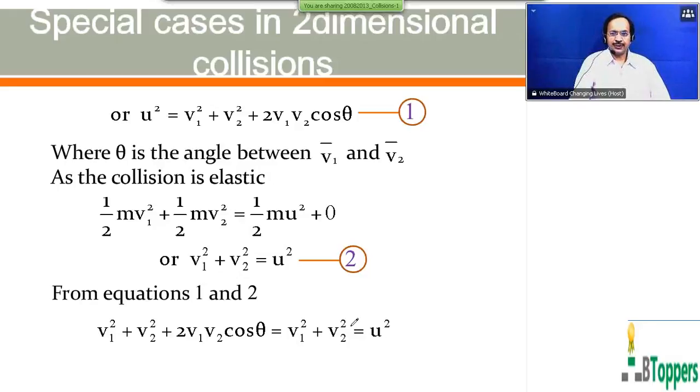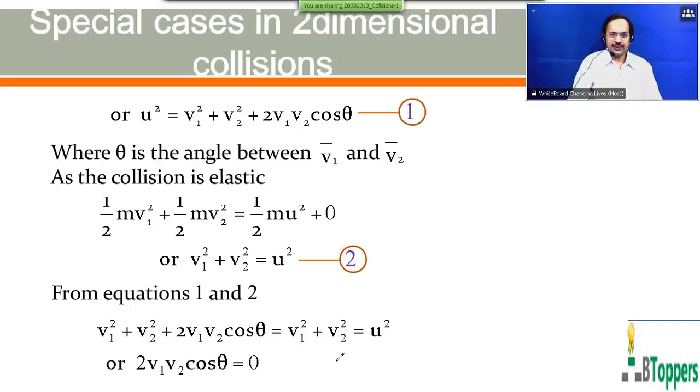Come on, finish writing the notes till this step. So you can cancel v1 square plus v2 square on both sides of the equation. You get 2v1 v2 cos theta equal to 0. So next I am going to show you the working continuation for this. In case you need more time to copy this, you can take a pause.